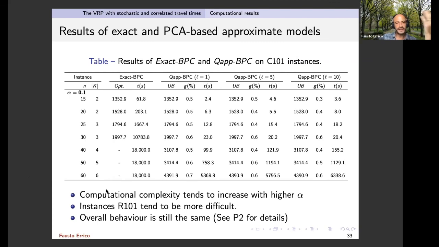Now, of course, things change a little bit, and now I'm showing the detailed results. But basically the major point is that the higher alpha is, in general, the more difficult it is and the computing time increases. Of the 3 sets of instances, R101 tends to be more difficult. But the overall behavior we observed is more or less the same for all settings.